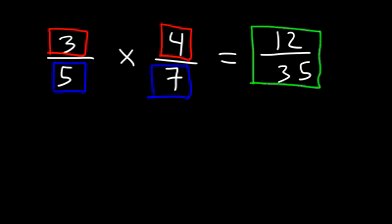Now, it's important to check and see if you could reduce the fraction. And for this example, we can't simplify the fraction. So the final answer is 12 over 35. Now let's try another example.